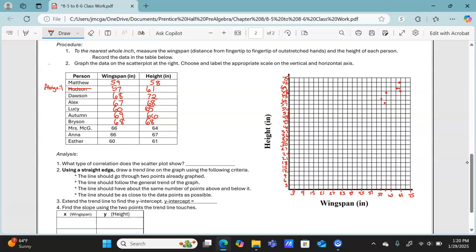These two right here are almost right on top of each other. 66 and 64. So here's 66. Here's 63. 64 would be right there. 66 and 67 would be right there. And then 60 and 61. Here's 60, so here's 61. So it's all kind of clumped up together.